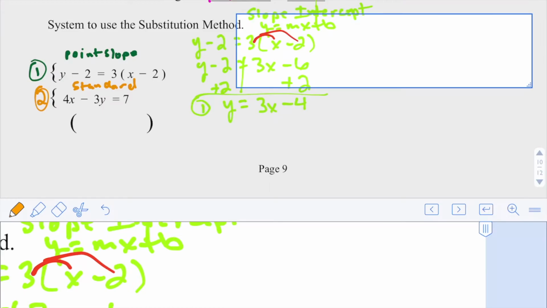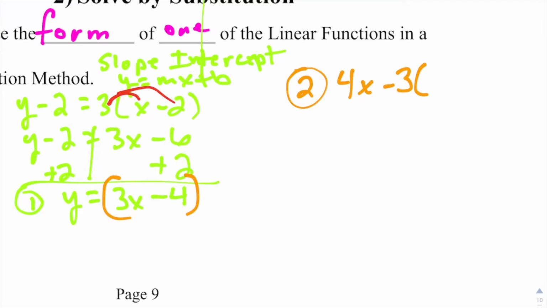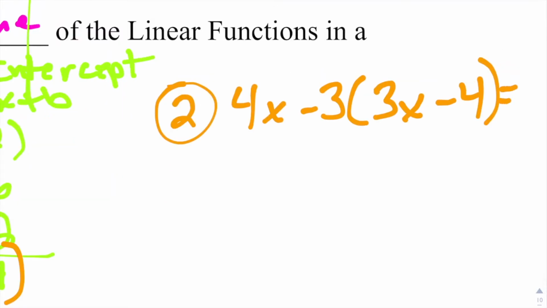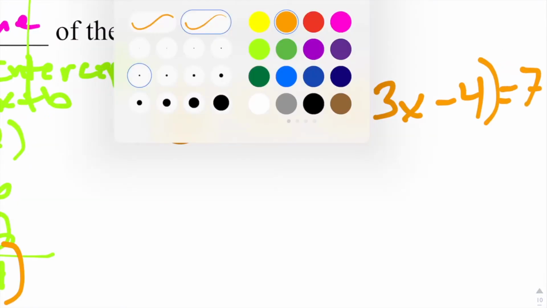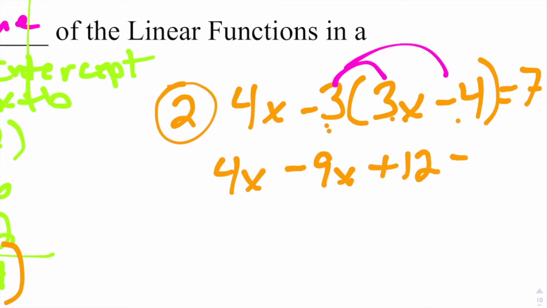So let's do that. Equation 2, if you recall, is 4x minus 3, and we're going to use this expression from our slope-intercept form for our y, because we're plugging it in for the y, and that equals 7. All right, now we're going to have to use our distributive property, friend. Be careful, because this is minus 3, so it's like distributing a negative. So we're going to get 4x minus 9x, because negative 3 times positive 3 is 9, and then x stays with it. And then negative 3 times negative 4 is a plus 12 equals 7.